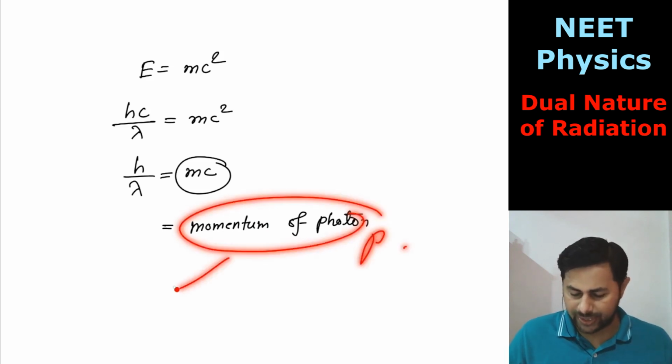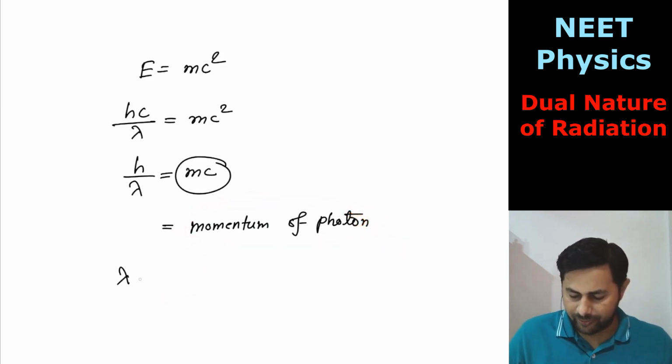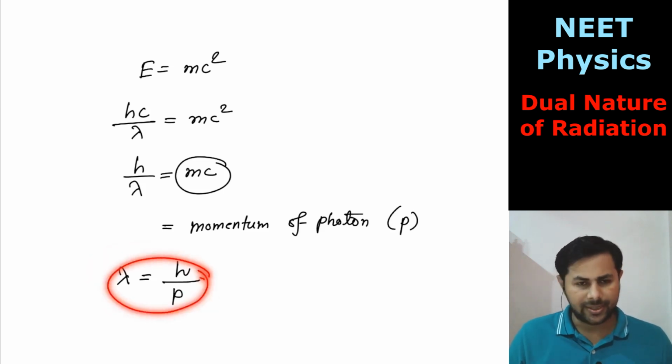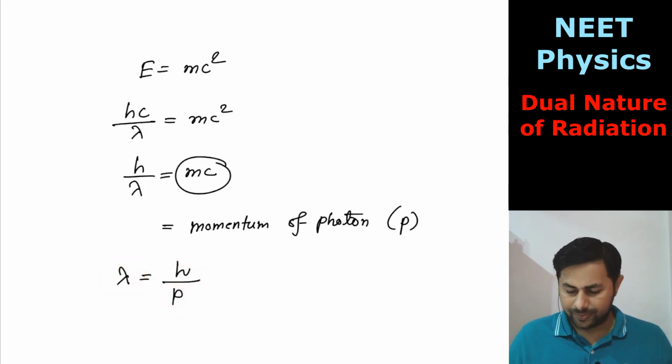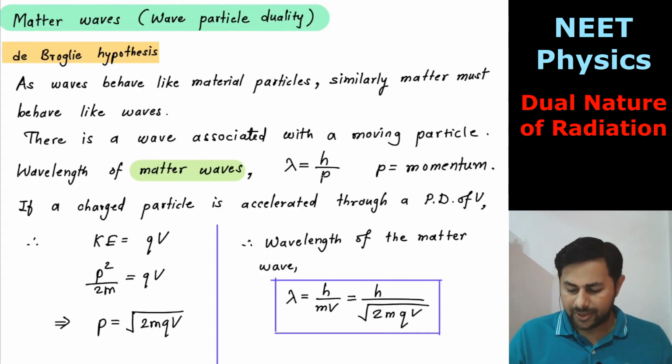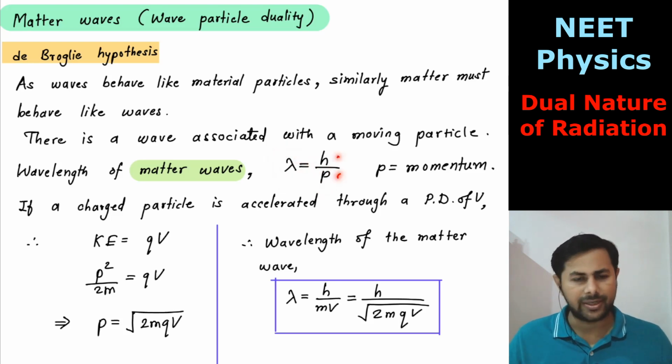You move it to this side, then what do you get? Lambda, the wavelength of the photon, can be written as h by p. So this is the relation between the wavelength of a photon and the momentum of a photon. Just like that, a particle having momentum p must have a wave associated with it, called a matter wave, and the wavelength of that wave is lambda equal to h by p. Is this clear, everyone?